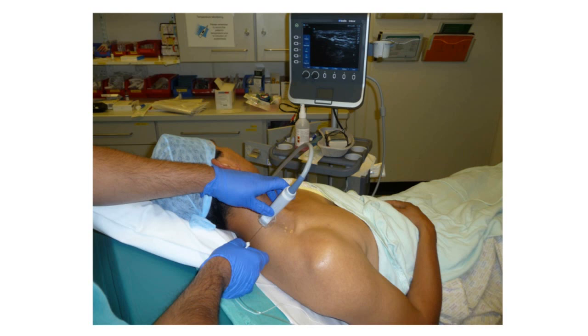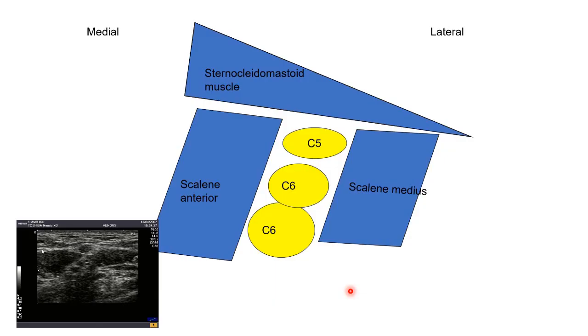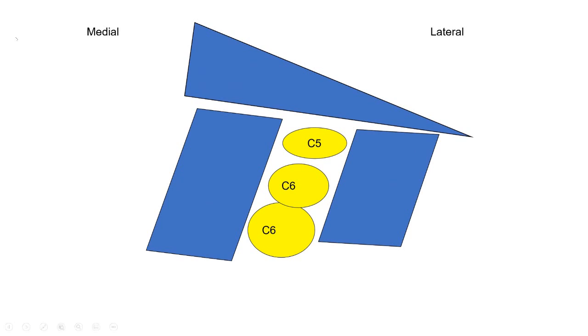So my aim with ultrasound is to find a picture where you can see the roots of the brachial plexus stacked on top of each other in the so-called traffic signal arrangement between the scalenus anterior muscle in the front and the scalenus medius muscle at the back. The needle is introduced in plane, so it passes through the middle scalene muscle, taking care to avoid the dorsal scapular nerve and the long thoracic nerve.